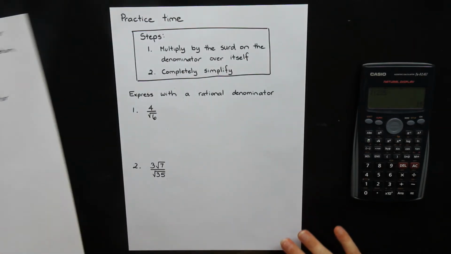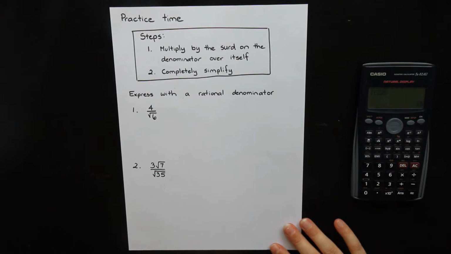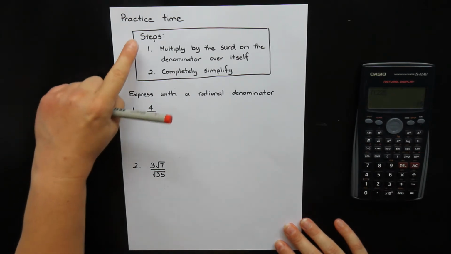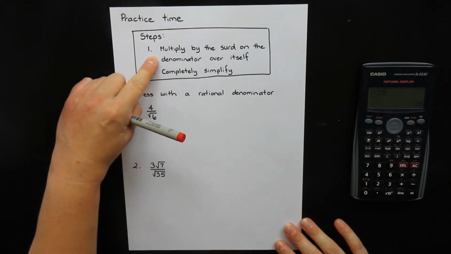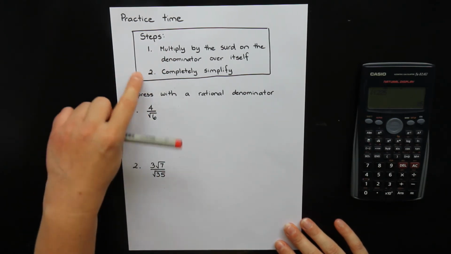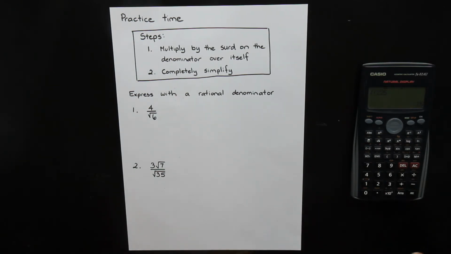So let's have a practice. For you to do these questions, your steps are to multiply by the surd on the denominator over itself and then completely simplify. So grab your pen and paper, turn the video off and have a try of these two questions.